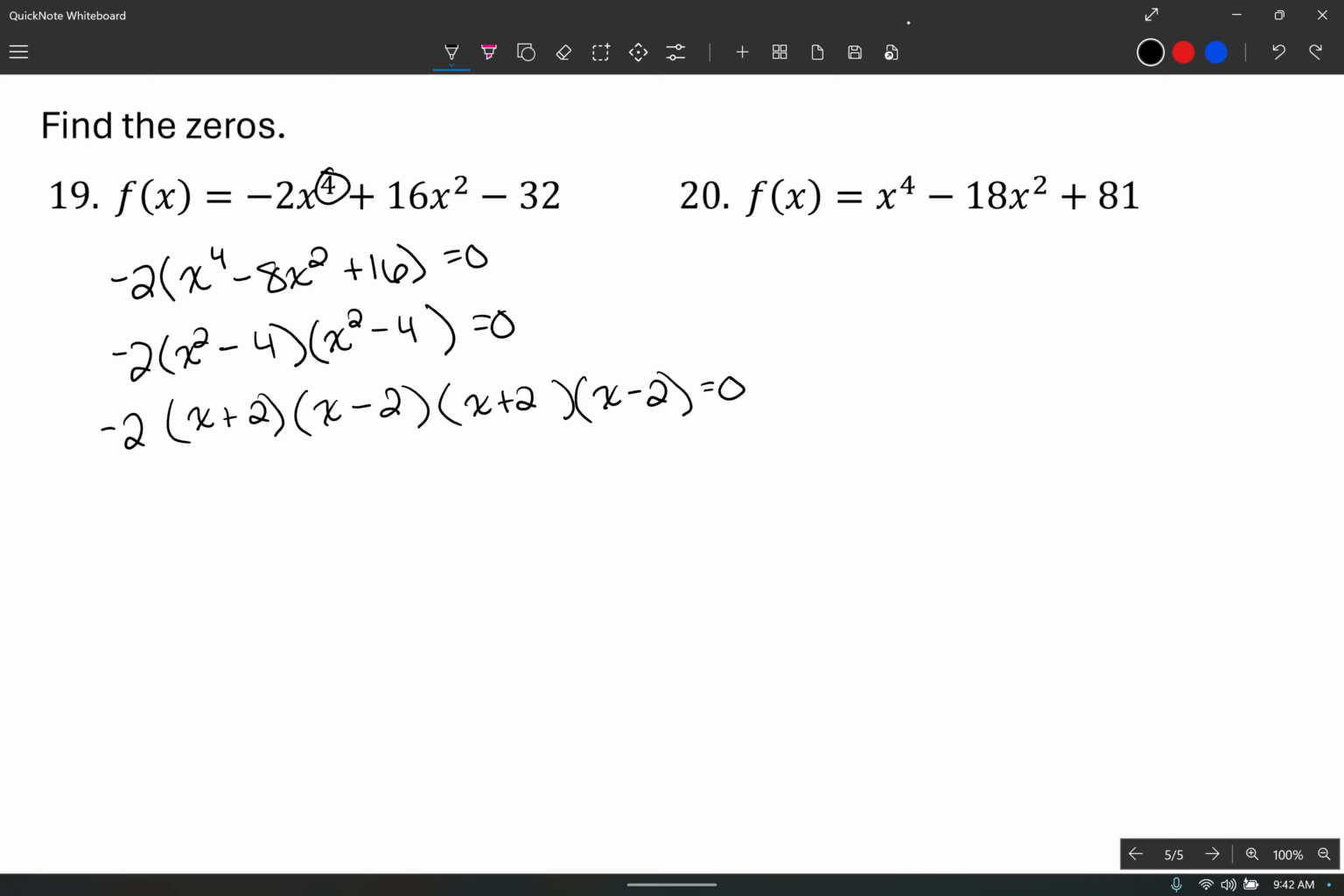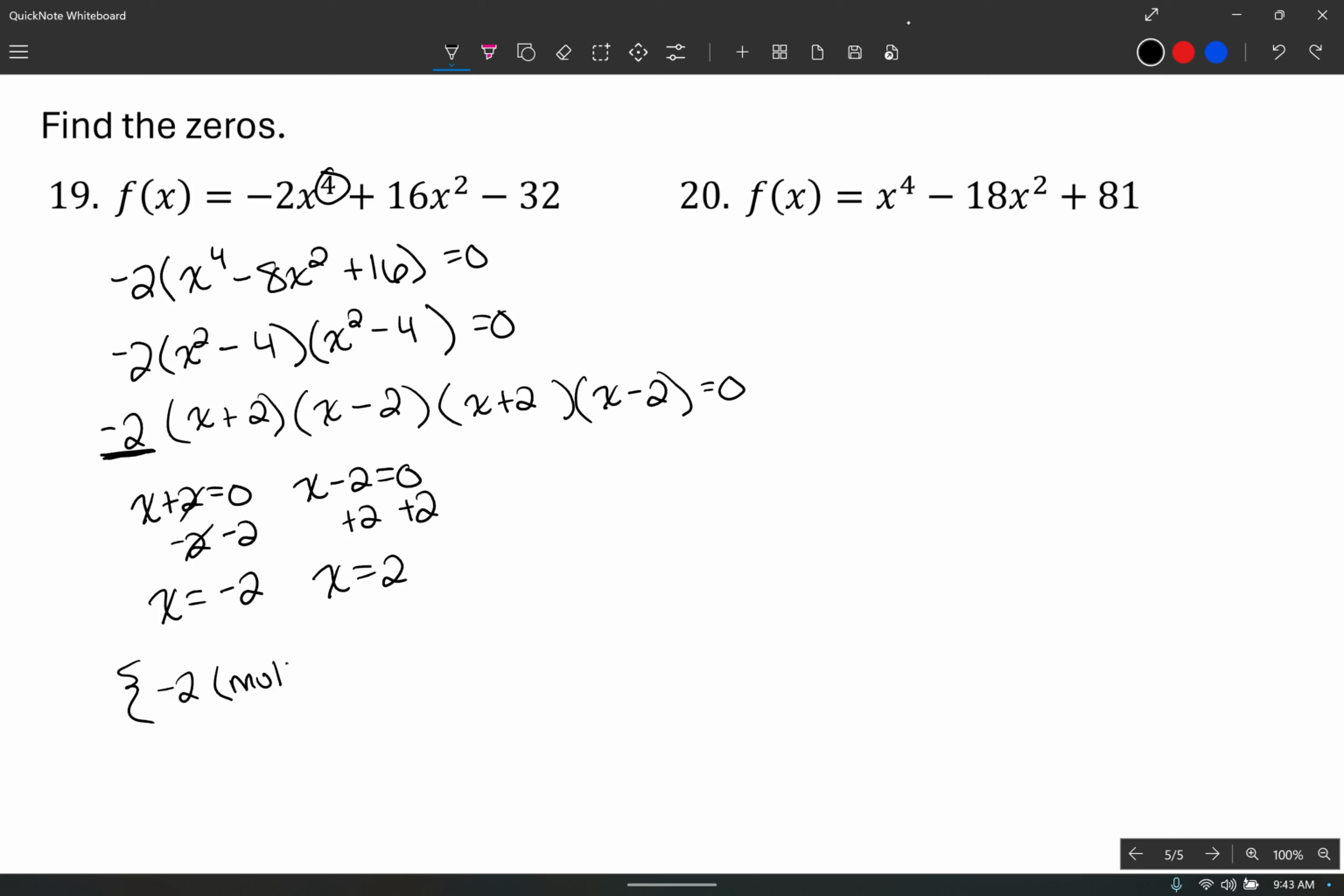If you look, you will not set this -2 equal to 0. You can't make -2 equal 0. So if you have a factor out there that's just a constant, it doesn't have a variable, you don't set that one equal to 0. So I have 2 of the x plus 2's, and I have 2 of the x minus 2's. So I will set one of them equal to 0 for each set. And that gives me -2 and +2, and both of those have a multiplicity of 2. So I have -2 with a multiplicity of 2 and +2 also with a multiplicity of 2.